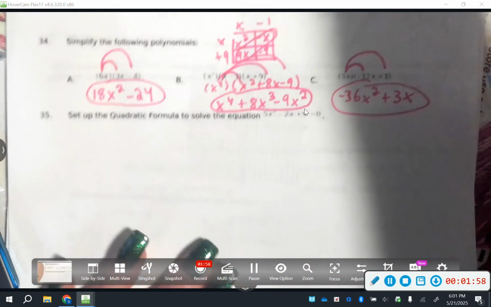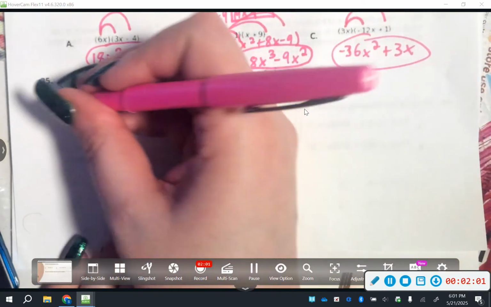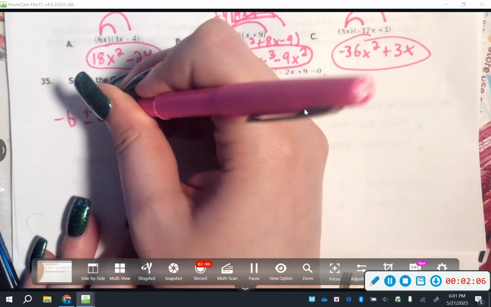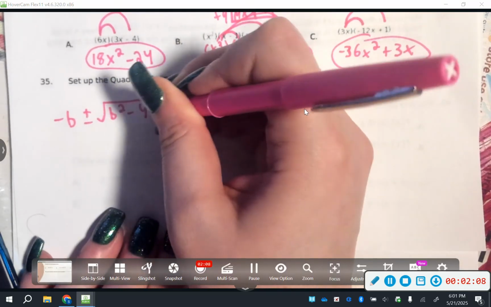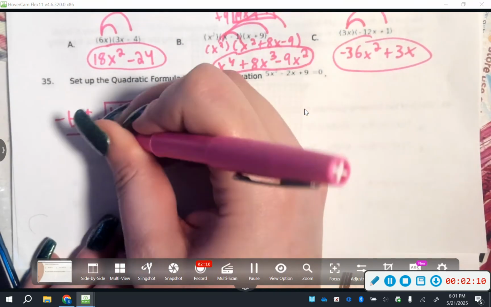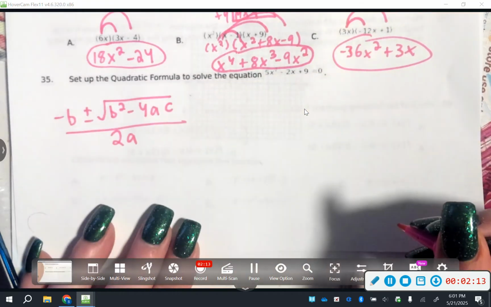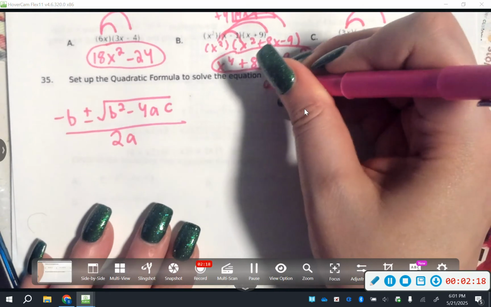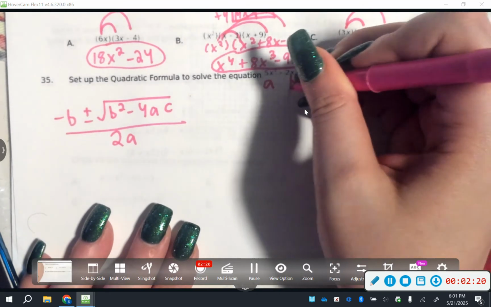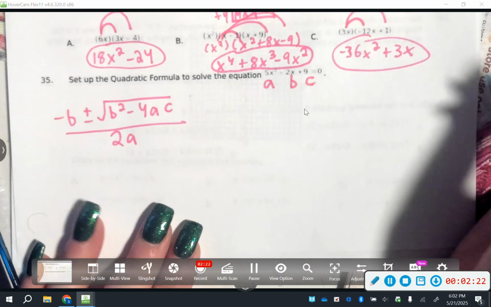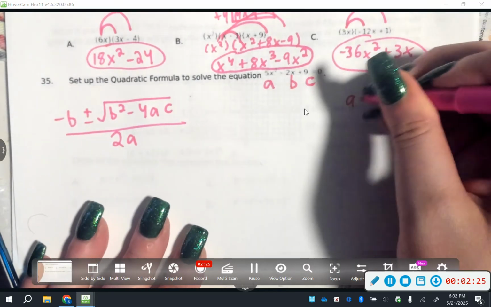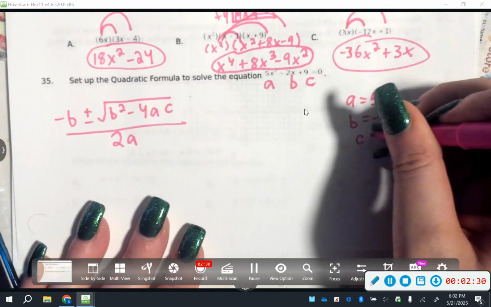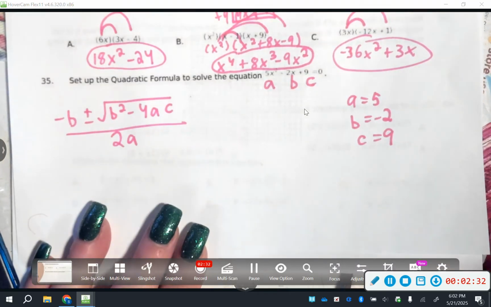This one says, set up the quadratic formula to solve the equation. Your quadratic formula is negative b plus or minus the square root of b squared minus 4ac, all over 2a. Remember, if your quadratic equation is in standard form, your a is in front of your x squared, your b is in front of your x, and your c is your constant. So our a in this case is 5, our b is negative 2, and my c is 9.